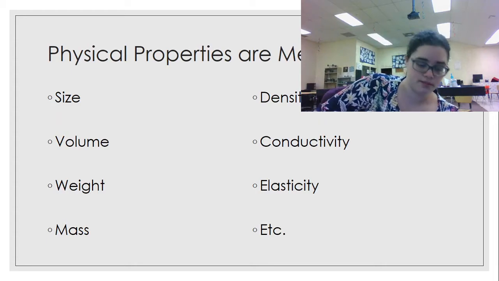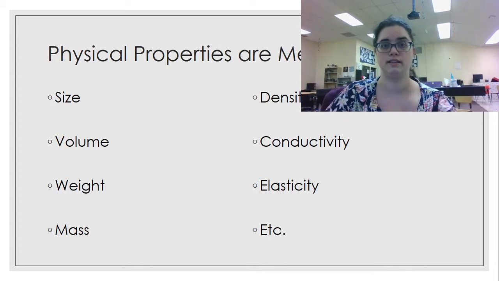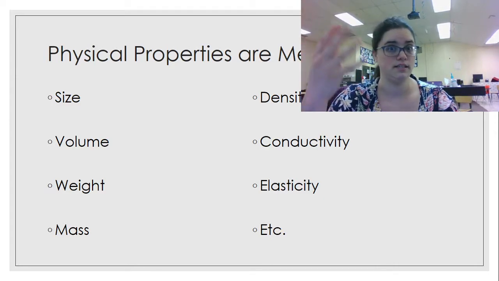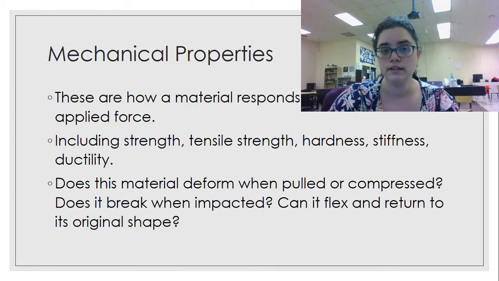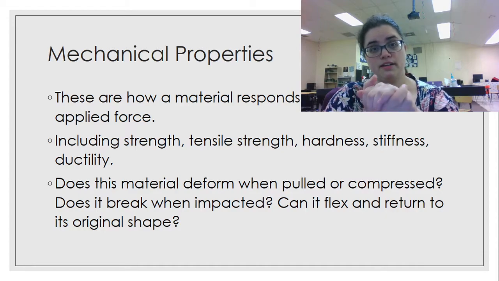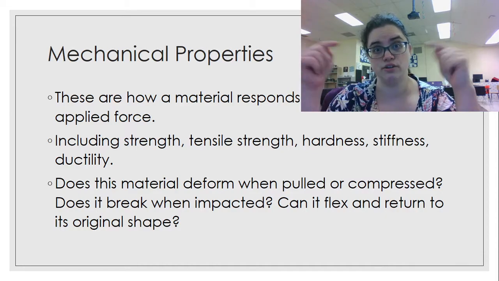You've got physical properties that include things you can measure, like the size of something, the volume, the weight, the mass, density, conductivity, elasticity, and so on and so forth. And then there's mechanical properties. These properties specifically apply to how your material responds to an externally applied force.